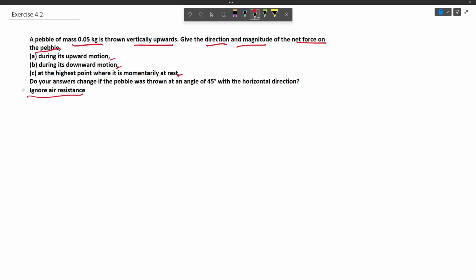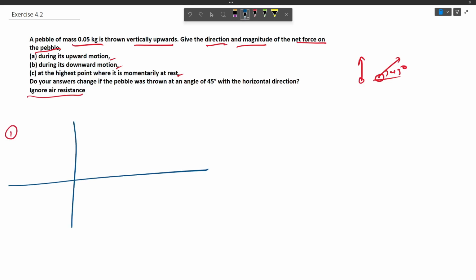Ignore air resistance. So here two cases are to be discussed. At first, when the pebble is thrown vertically upwards, and second, when the pebble is thrown at an angle of 45 degrees with the horizontal. So let us discuss the first case.